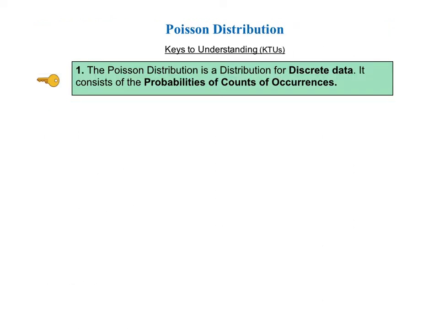As usual in the book and in these videos, we'll go quickly through a list of keys to understanding, or KTUs, to give you the overall picture on one page. And then we'll go into detailed explanations of each of the keys. For this video, there are 5 keys to understanding. The first KTU is the Poisson distribution is a distribution for discrete data. It consists of the probabilities of counts of occurrences.